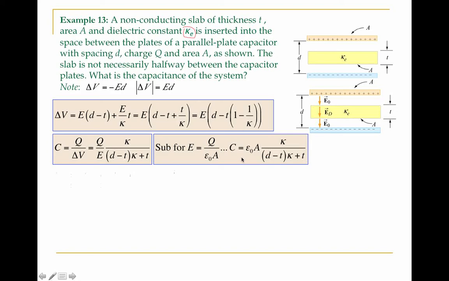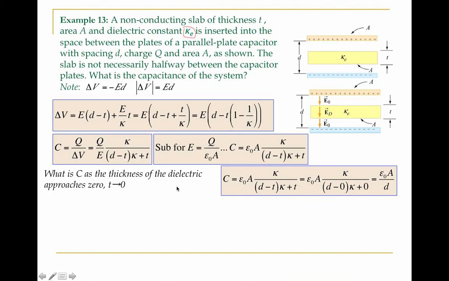Okay. Now, the first question he is asking me: what happens if t is equal to 0? What happens to C if t is equal to 0? If t is equal to 0, that means this slab does not exist. So the answer I should get is epsilon A divided by d. Okay, so let's check that. If I substitute t equal to 0, this will go, and kappa will cancel with this kappa, and then again we get epsilon A divided by d, which is exactly what I expected.